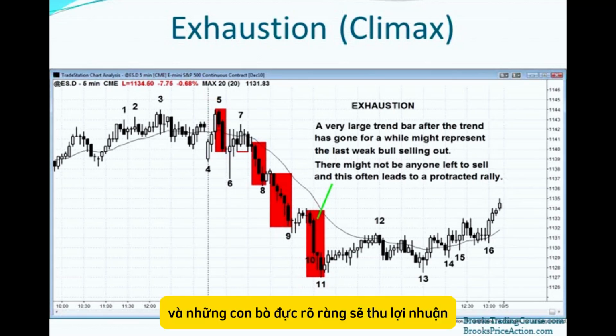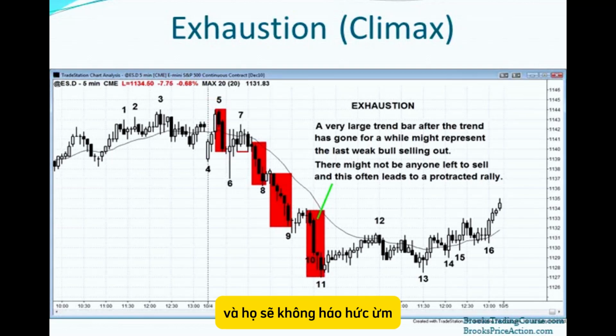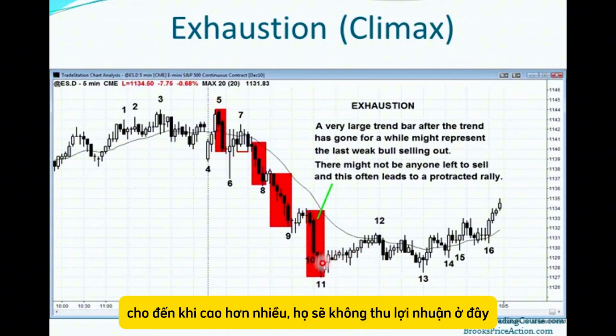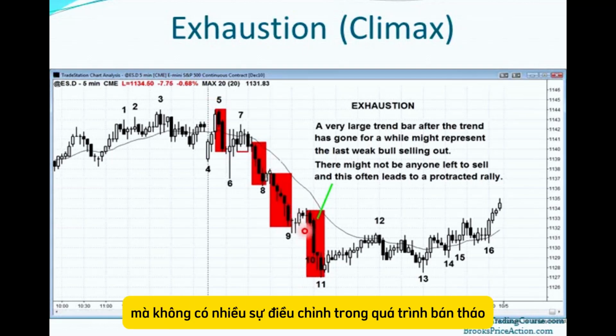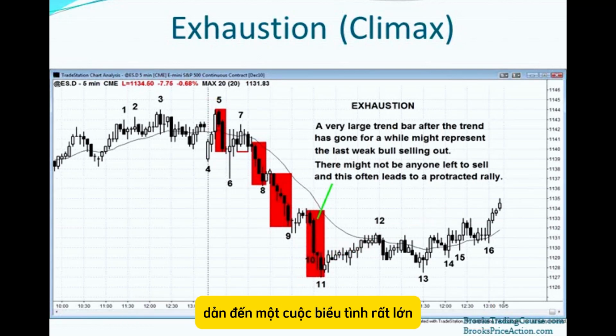And bears will be taking profits, and they will not be eager to sell again until much higher. They're not going to take profits here and then sell again right here. If they sat through this much of a trend, they're not going to buy back their shorts and then sell again right here, or maybe even right here. They're going to wait for a lot of bars and a lot of points before they're willing to sell again. And that's why a series of consecutive sell climaxes without much of a correction during the sell-off leads to a very big rally.